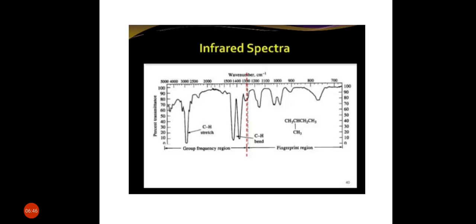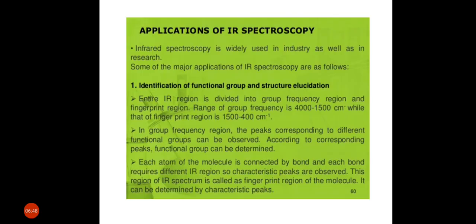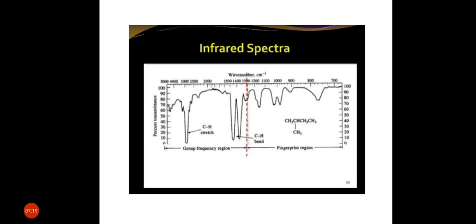Here I have listed out some applications of IR spectroscopy. Infrared spectroscopy is widely used in industry as well as in research. Some of the major applications are: first, identification of functional group and structure elucidation. We have already discussed in this slide how we identify the functional group.